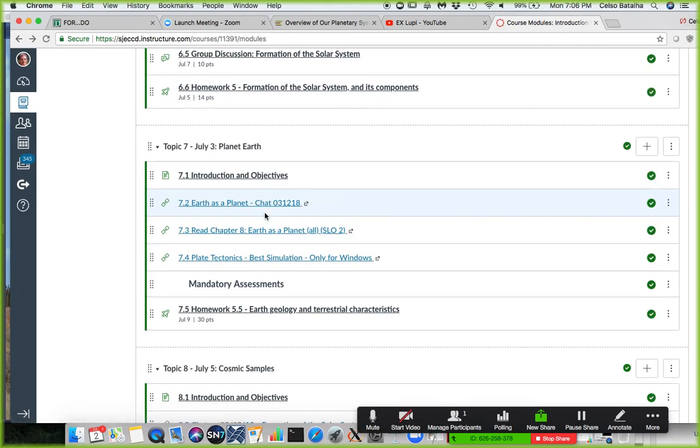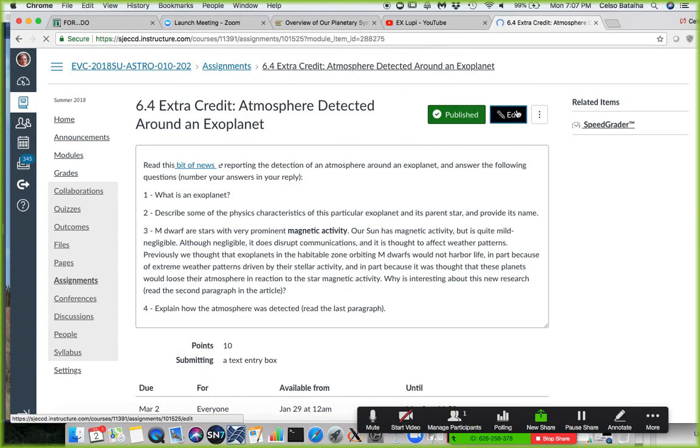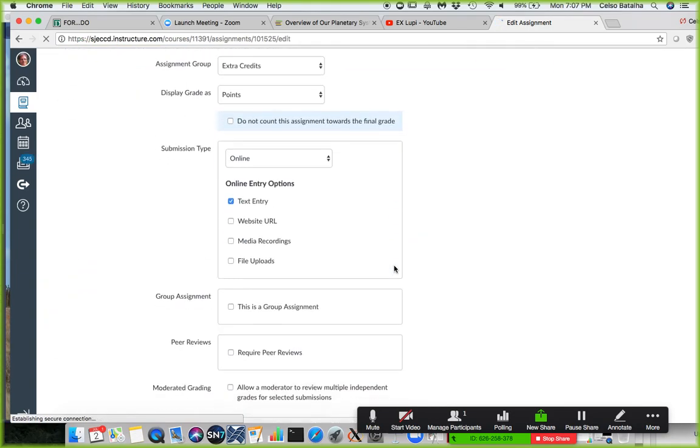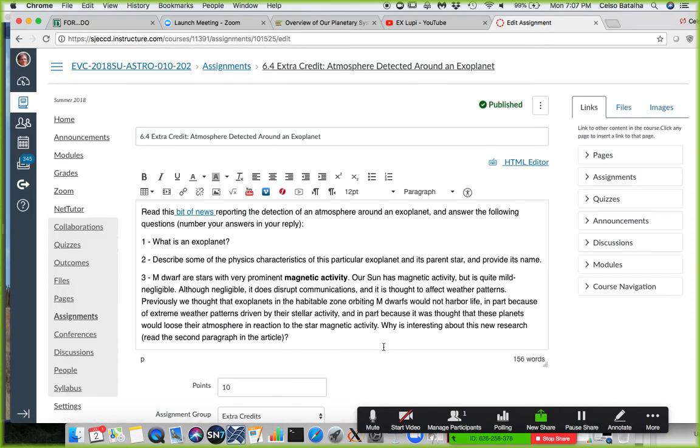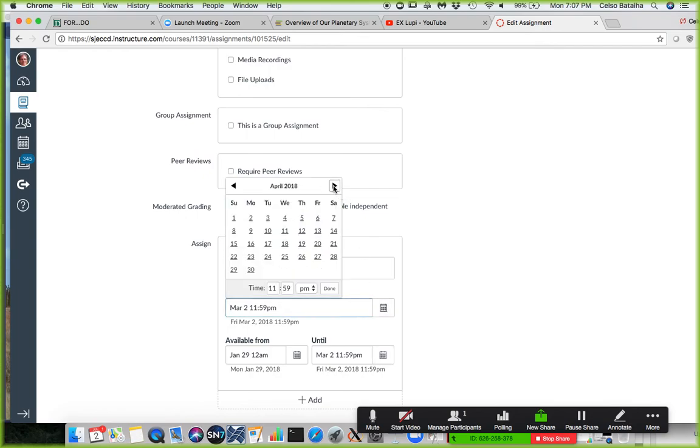There is also homework, as always, so just that you keep going. And there is an extra credit, March, this is not correct, atmosphere detect around an exoplanet. So the date is wrong. So that is to be closed on Friday. On the 6th, oops, sorry, June the 6th. No, what? No, you're in July.